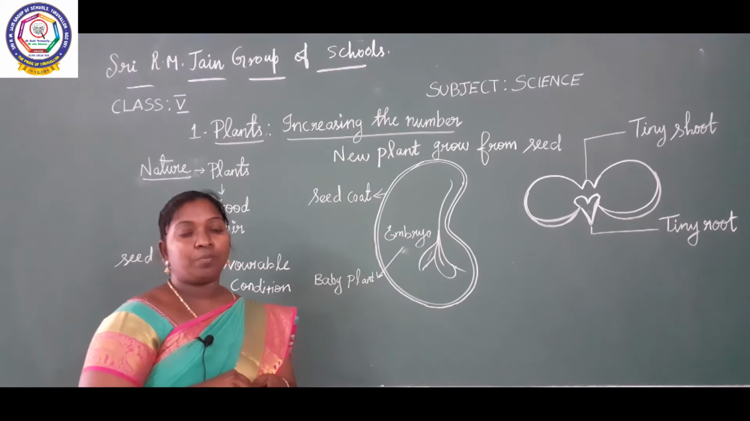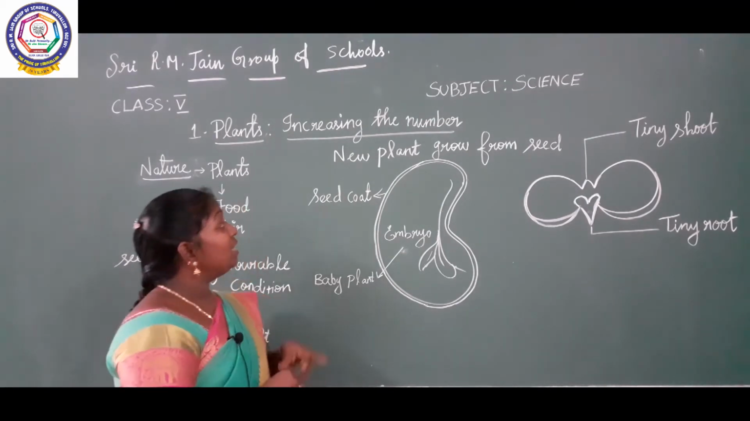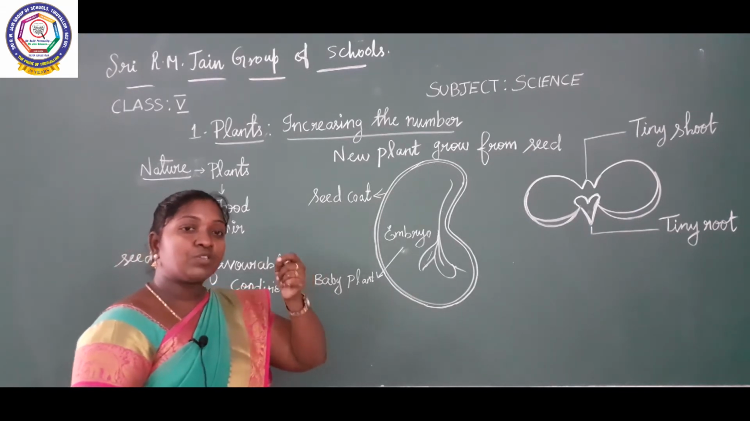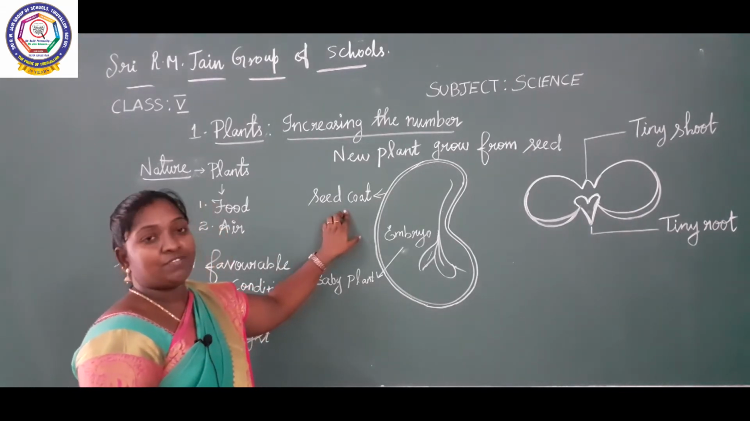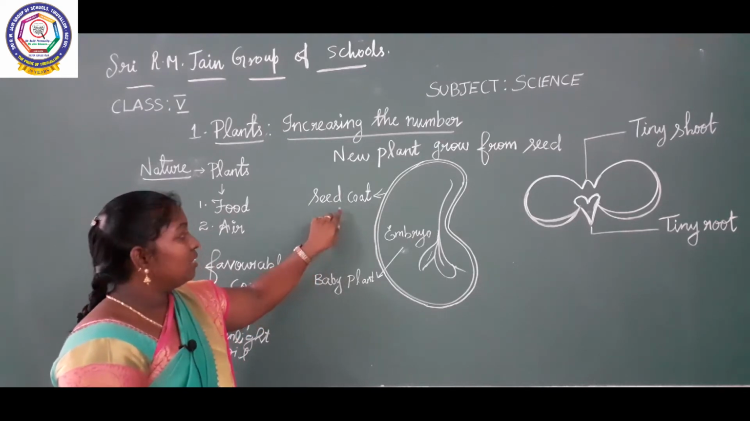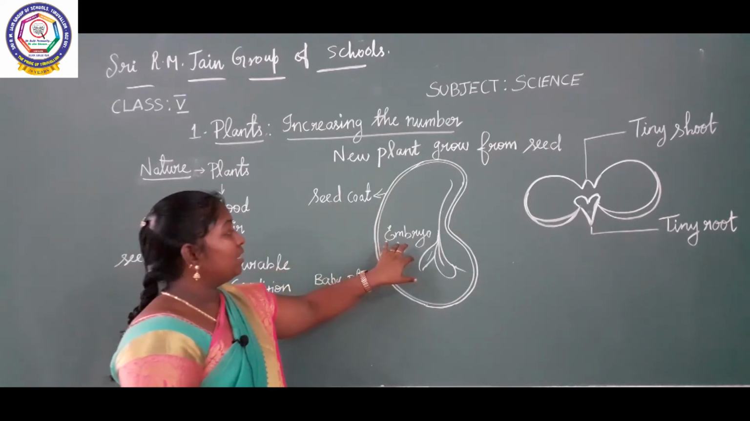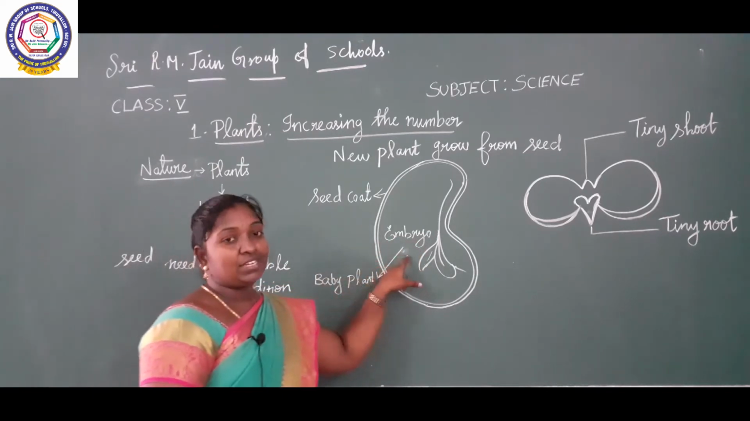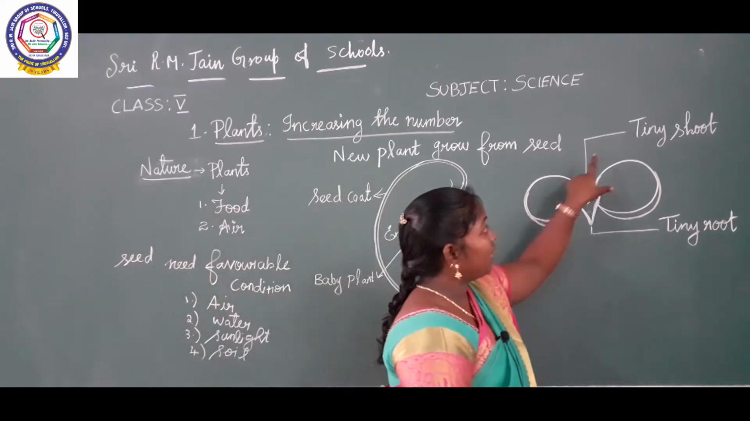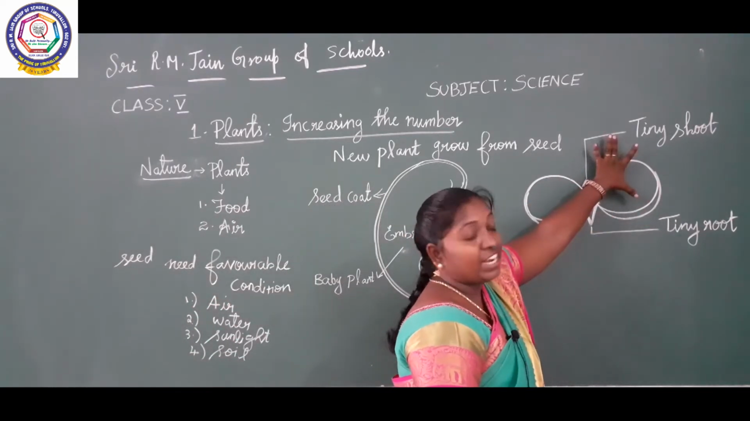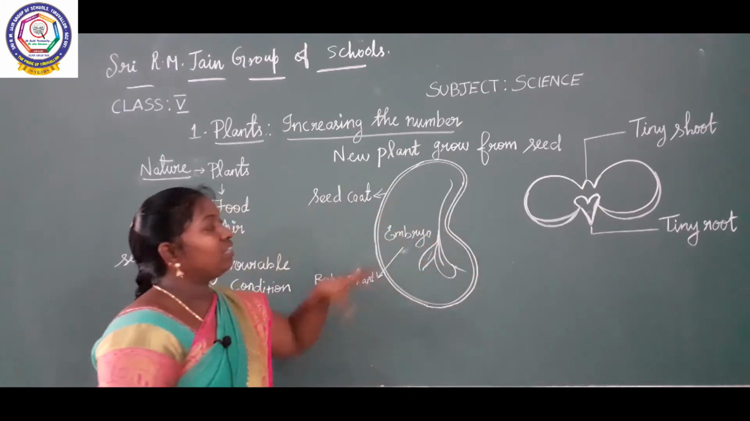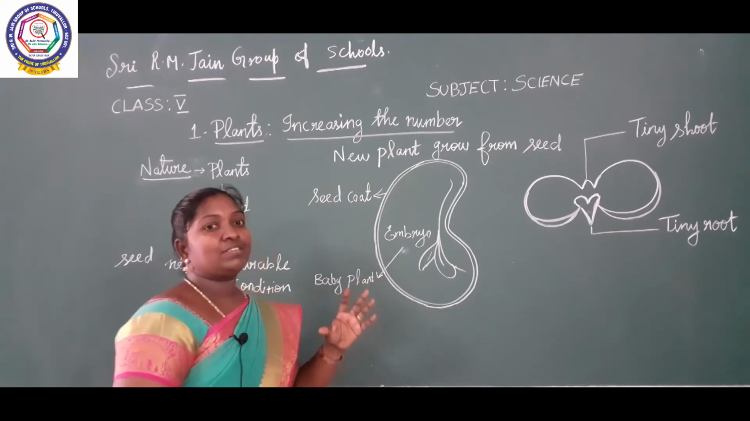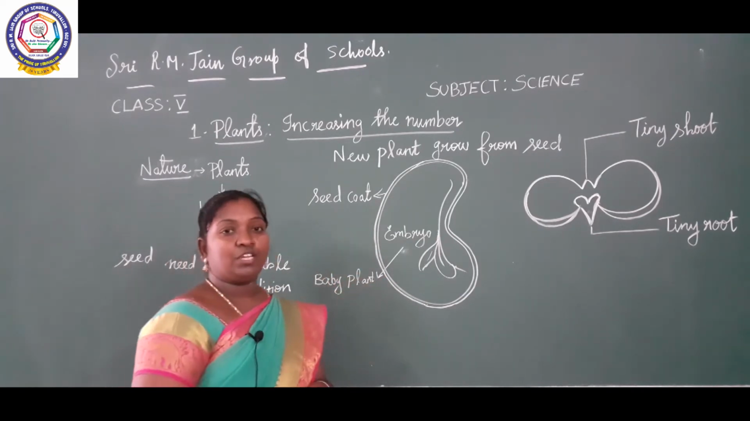The removable skin of the seed is called the seed coat. The layer which you can peel after soaking in water, that swollen part of the seed, is called the seed coat. Inside that seed, there is a part called the embryo. It is called the baby plant. Inside the seed there are 2 parts present: tiny root and tiny shoot. These are the parts of the seed. This is how a seed is, the seed and its parts.